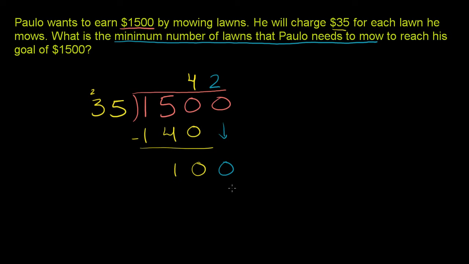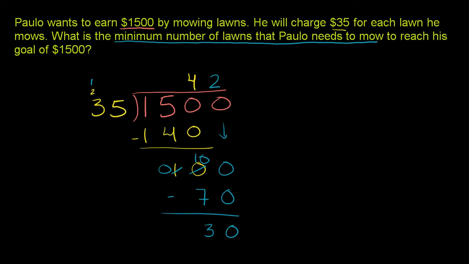2 times 5 is 10. Let's carry the 1. 2 times 3 is 6, plus 1 is 7. Or 35 times 2 is 70. You subtract. 0 minus 0 is 0. 0 minus 7, you can't do it. You could already view it as 10 minus 7. Or if you want to go in the traditional way, this 0 can borrow 1 from this 1. So that becomes a 0. This becomes a 10. 10 minus 7 is 3. And so there's nothing left to bring down.